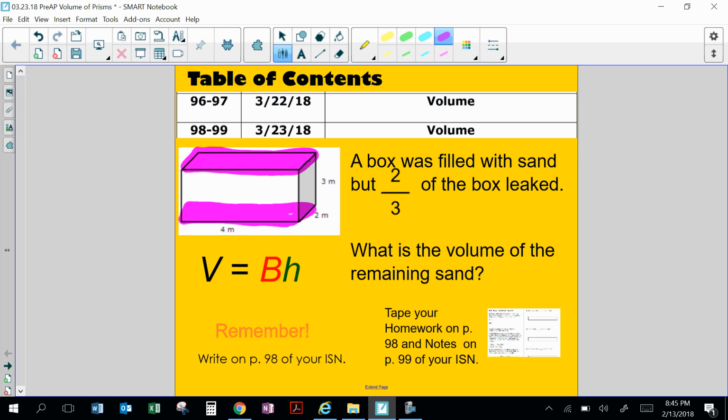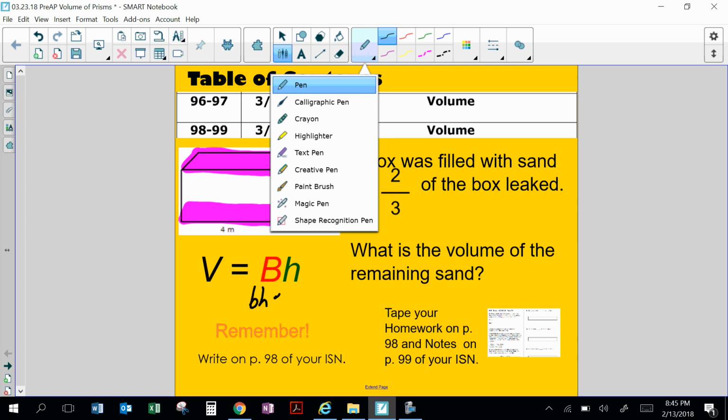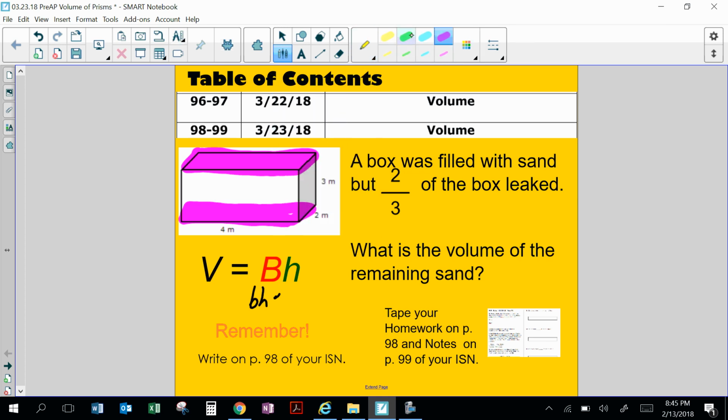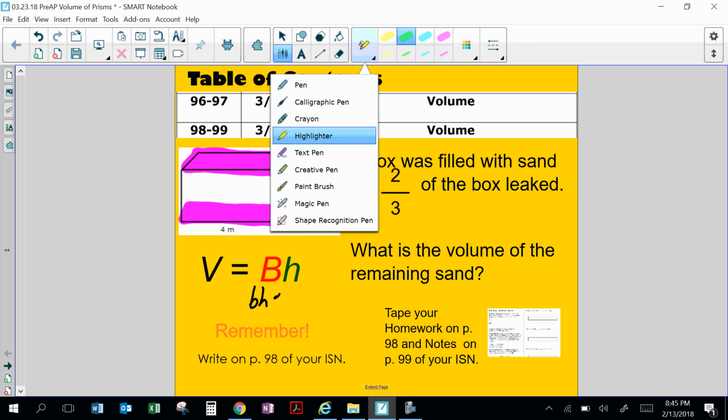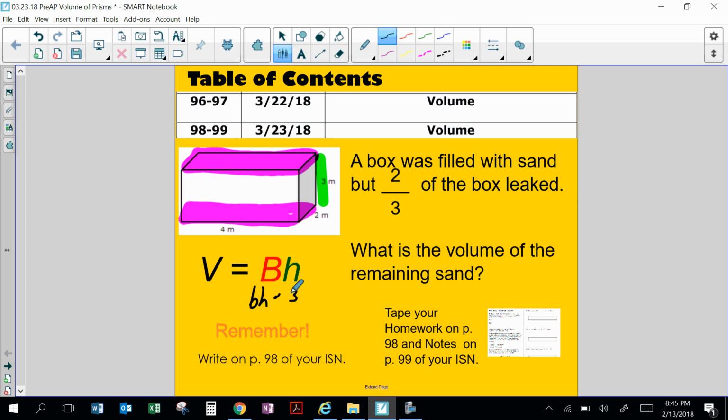So what is this base called? It is called a rectangle. How do you find the area of a rectangle? If you look at your math chart, it's base times height. Times, what is the height of this? The height of it is 3. So I'll write 3 here. So let's substitute a number. The base and the height is 4 times 2 times the 3. 8 times 3 is 24 cubic inches.